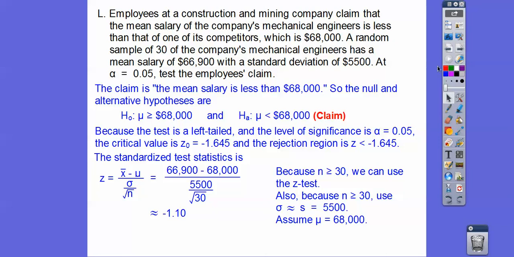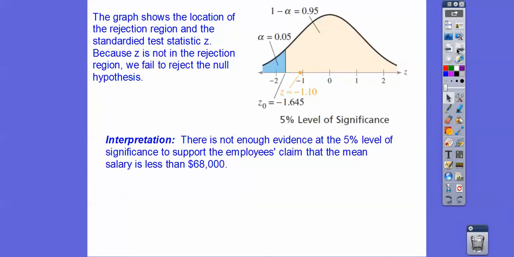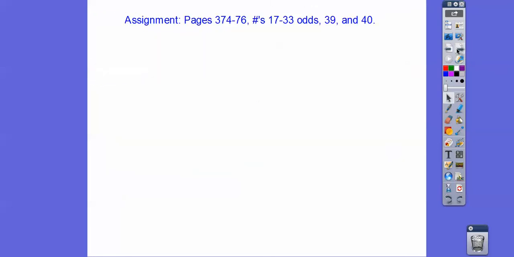That is not to the left of that, that is to the right. So the graph shows the location. Because z is not in the rejection region, we're going to fail to reject the null hypothesis. So there's not enough evidence at the 5% level of significance to support the employee's claim that the mean salary is less than $68,000 at their company. All right, if you're in my class, you're going to get that for your assignment.